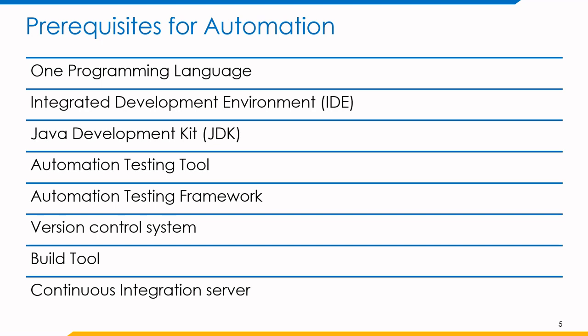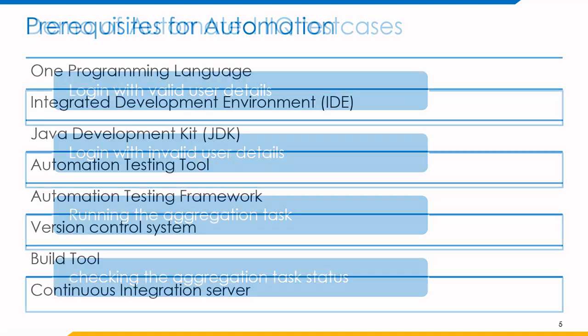Version control system. Git is a commonly used source code version control system, and I am also using Git. Seventh, build tool. We can choose any like Maven or Gradle for a Java project. I have used Maven. Continuous integration server. Here I have used Jenkins as a continuous integration server.